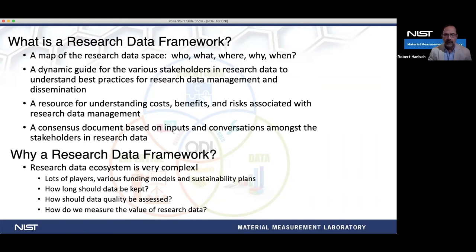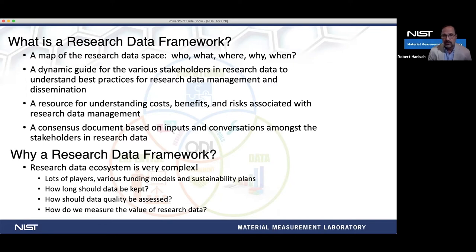If you see yourself as a this, these are the things that you need to know about. These are the organizations, these are the entities, these are the policies and practices. So it's really a resource for understanding costs, benefits, and risks associated with research data management. There are risks in sharing data that maybe shouldn't be shared. There are also risks in losing data. So this is to provide a guide to people to figure out the best thing to do. And it's really a consensus document based on inputs and conversations amongst stakeholders.